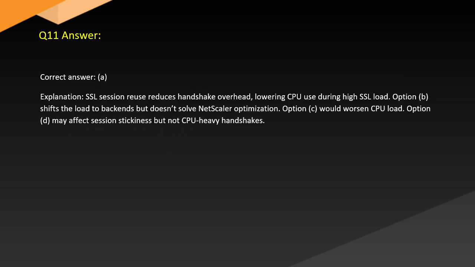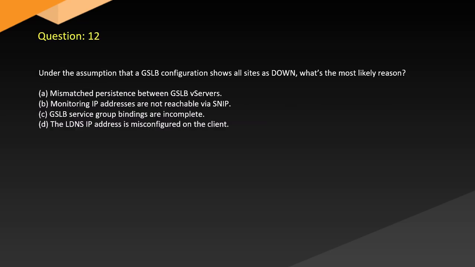Answer. Correct answer: A. Explanation: SSL session reuse reduces handshake overhead, lowering CPU use during high SSL load. Option B shifts the load to backends but doesn't solve NetScaler optimization. Option C would worsen CPU load. Option D may affect session stickiness but not CPU-heavy handshakes.